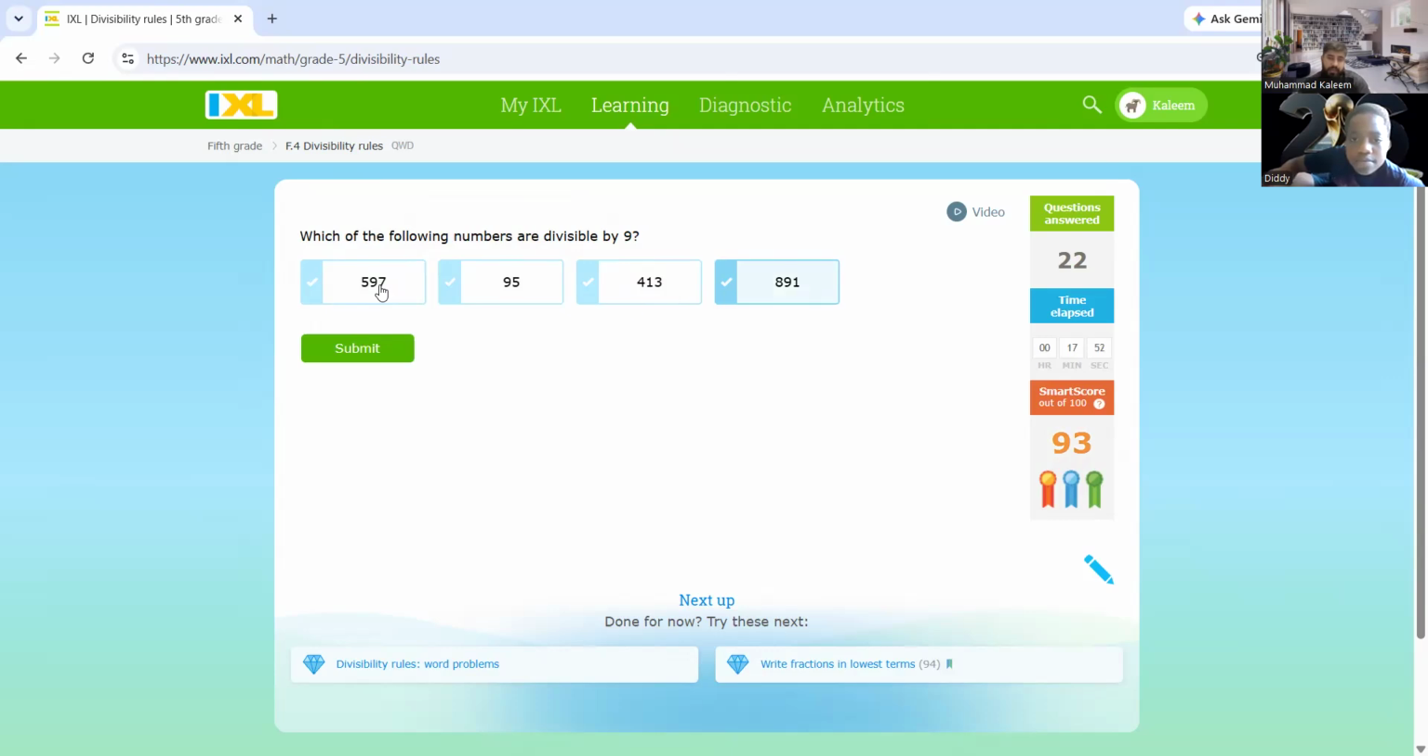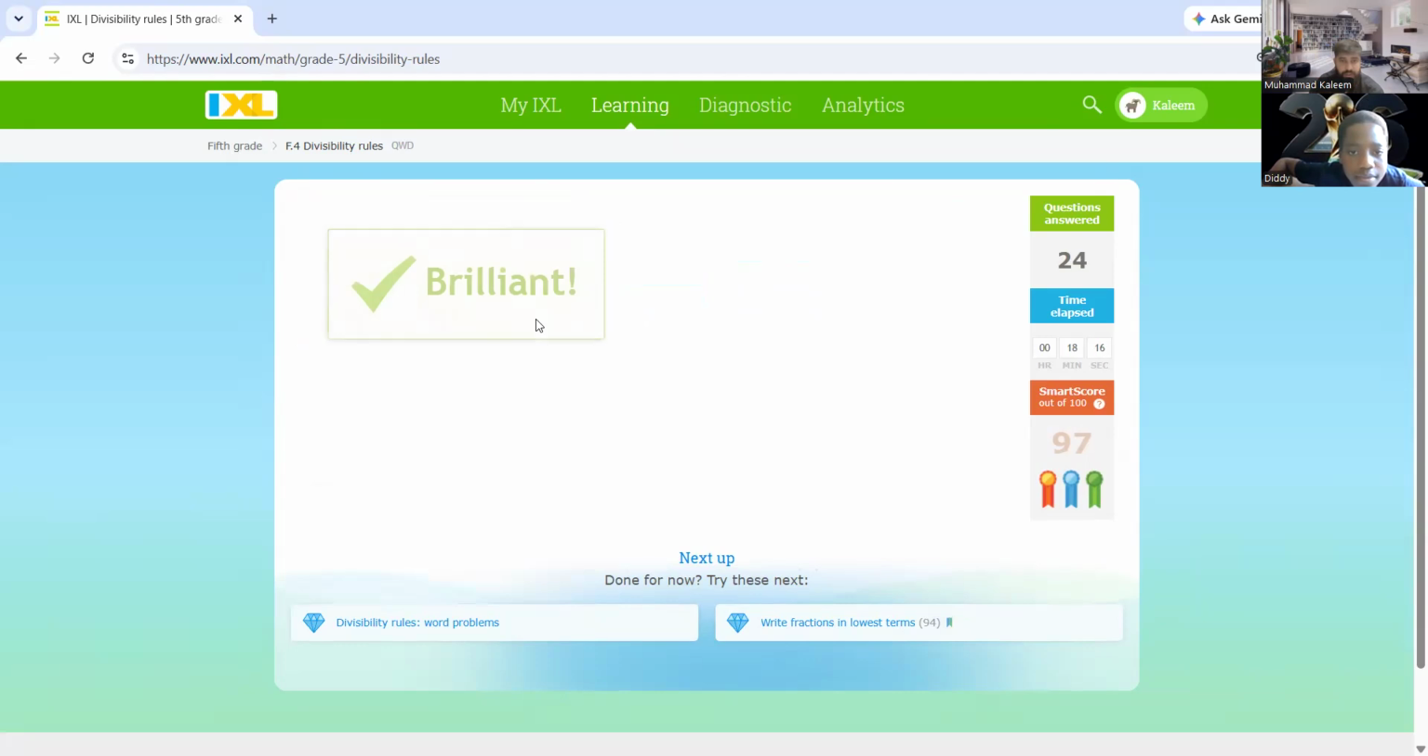Divisible by 9. Yes, maybe we have some other, not this one. I'm pretty sure not this one. So we have only one number divisible by 9. Let's double check it. Good.